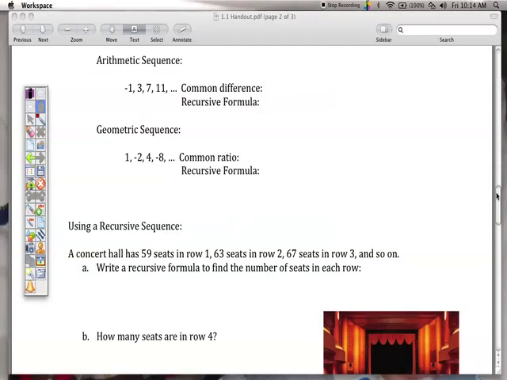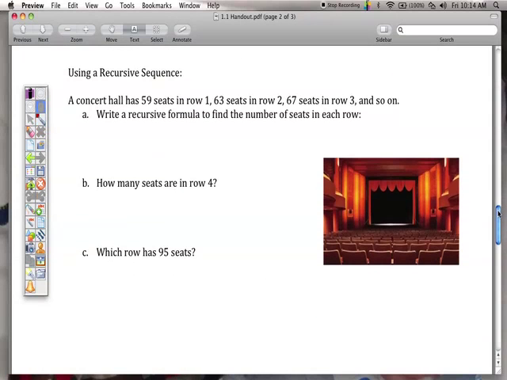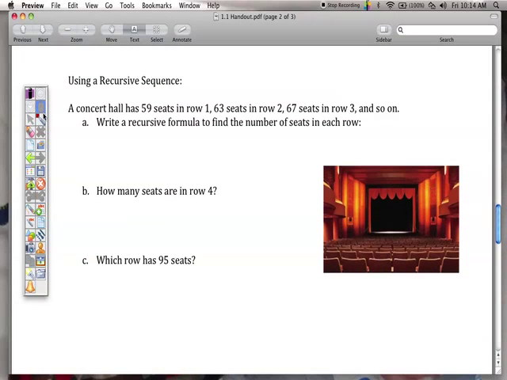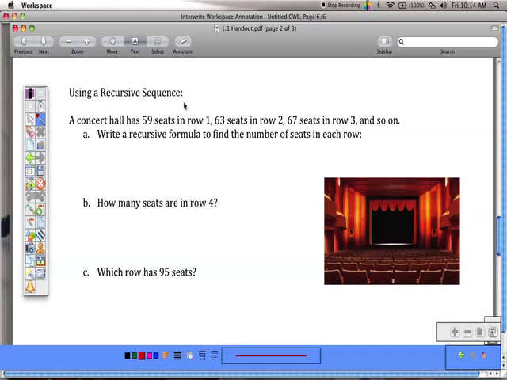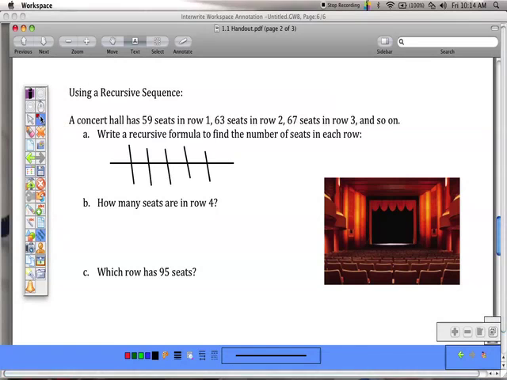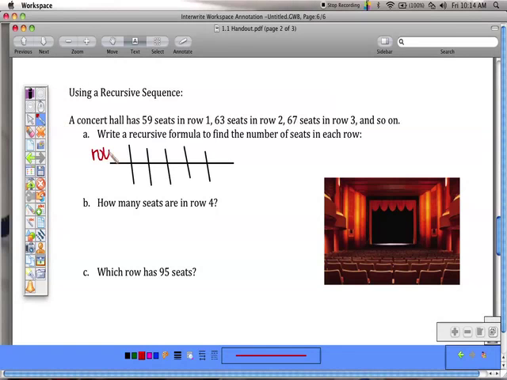Okay, a couple example problems. Say you're in a concert hall where there are 59 seats in row 1, 63 in row 2, 67 in row 3, and so on. Write a recursive formula to find the number of seats in each row. All right, so let's make a table. Okay, so let's say we have our row here and number of seats.